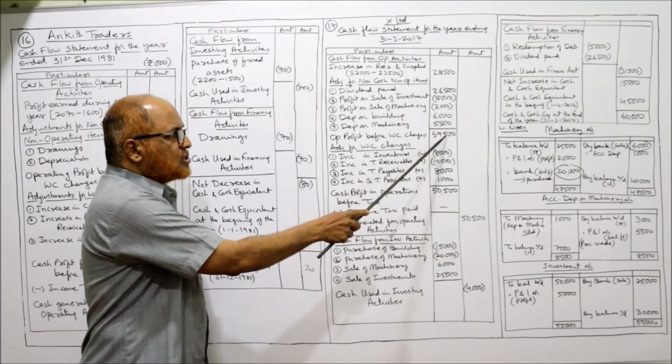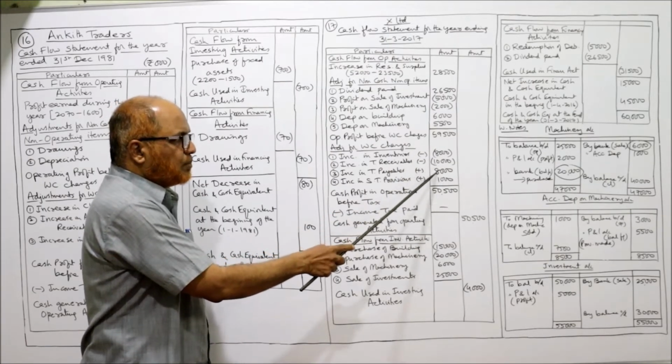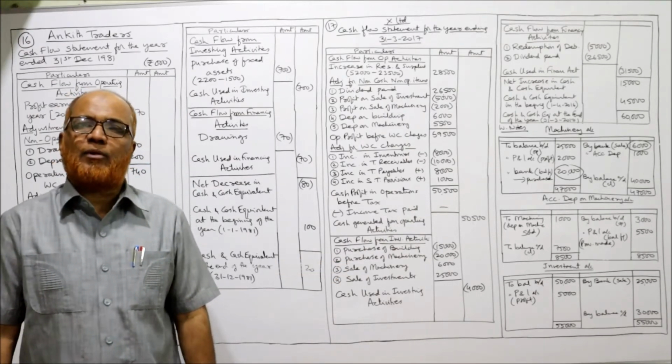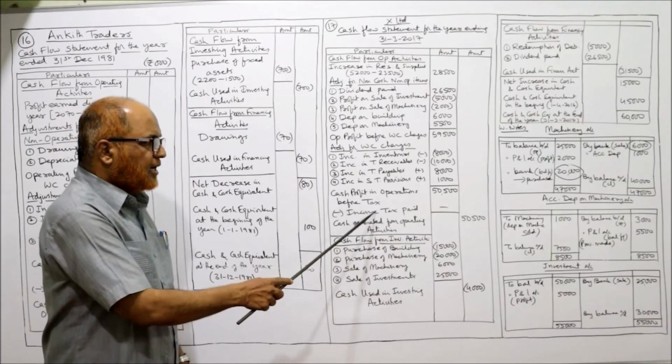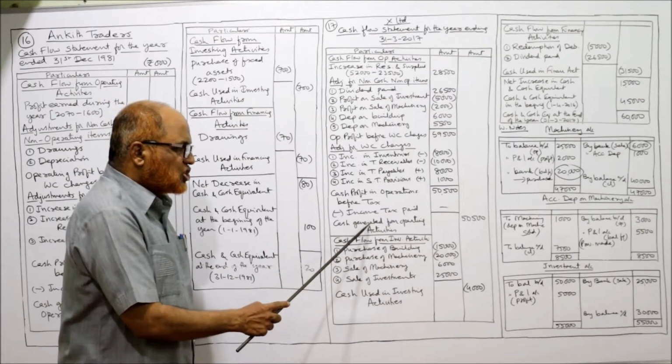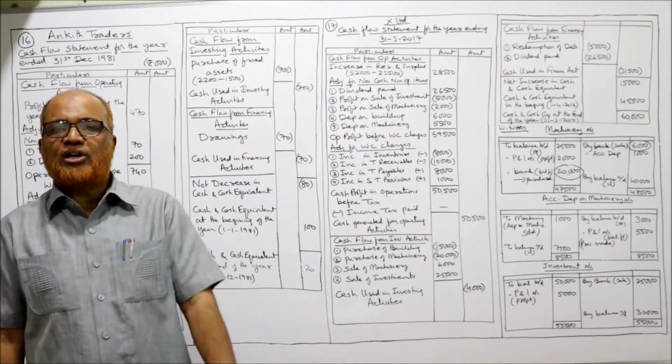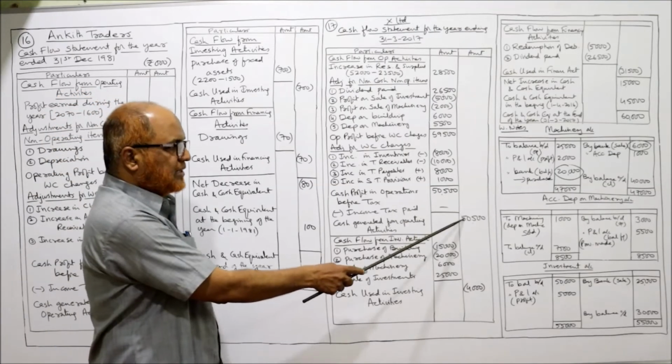So 59,500 minus 8,000 minus 10,000 plus 8,000 plus 1,000. 50,500 is cash profit from operation before tax. Income tax is not given. So cash generated from operating activity 50,500. This is the cash generated from operating activity, 50,500.